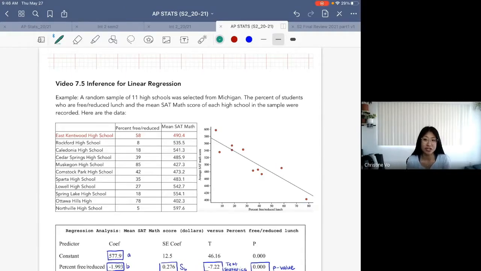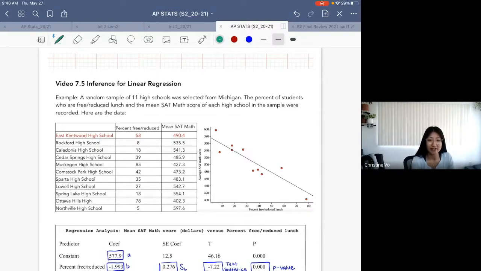all about linear regression and then taking statistics from linear regression and applying it to our parameter, which is our population. So in this example, it says a random sample of 11 high schools were selected from Michigan. The percent of students who are free, reduced lunch, and the mean SAT math scores of each high school in the sample were recorded. Here are the data.